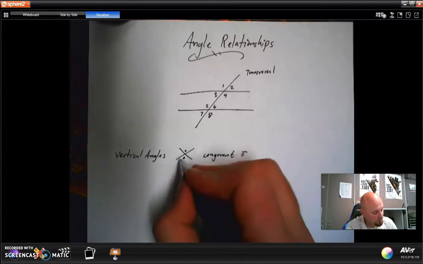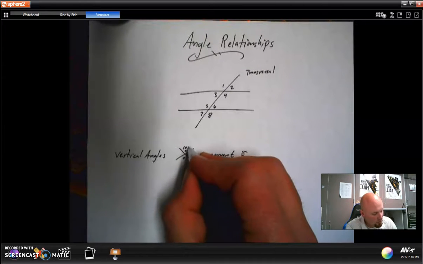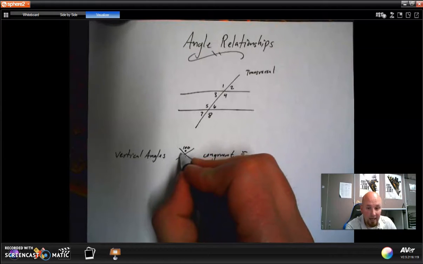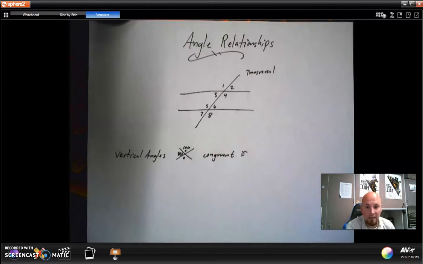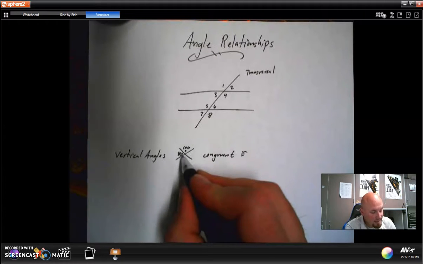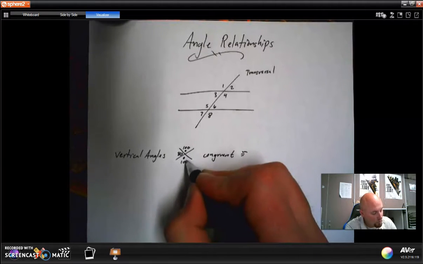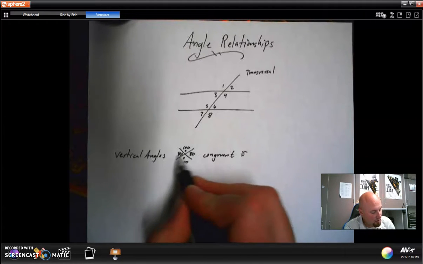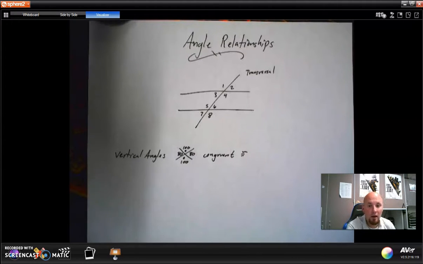So for example, if this is 100 degrees, then the angle next to it is supplementary, which we learned last week, meaning that this and that add up to 180 degrees. So this angle has to be 80 degrees. Well, if that's 80 degrees, then this one has to be 100 degrees, and the one next to it has to be 80 degrees. And if you notice, angles straight across from one another are congruent. So those are vertical angles.